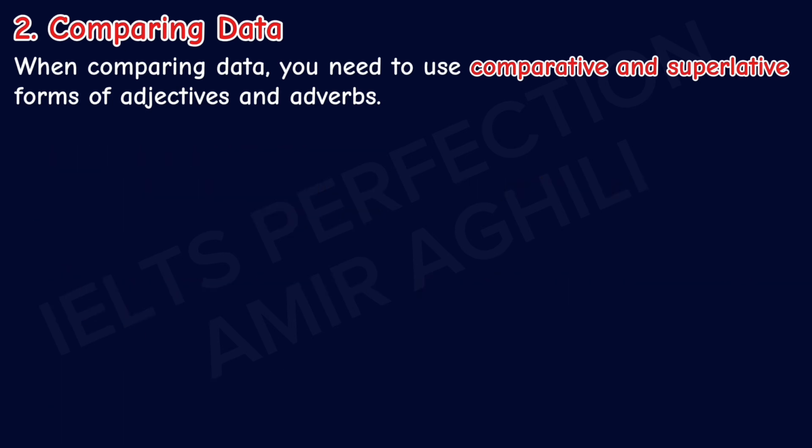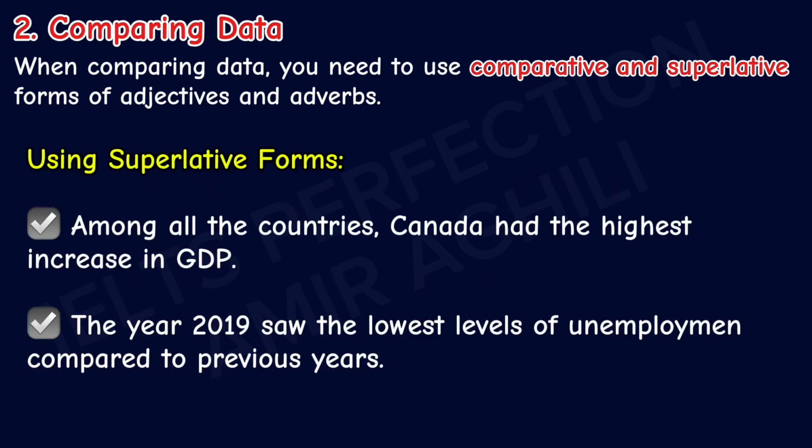And here are the superlative forms for comparing data. Among all the countries, Canada had the highest increase in GDP. The year 2019 saw the lowest levels of unemployment compared to previous years.